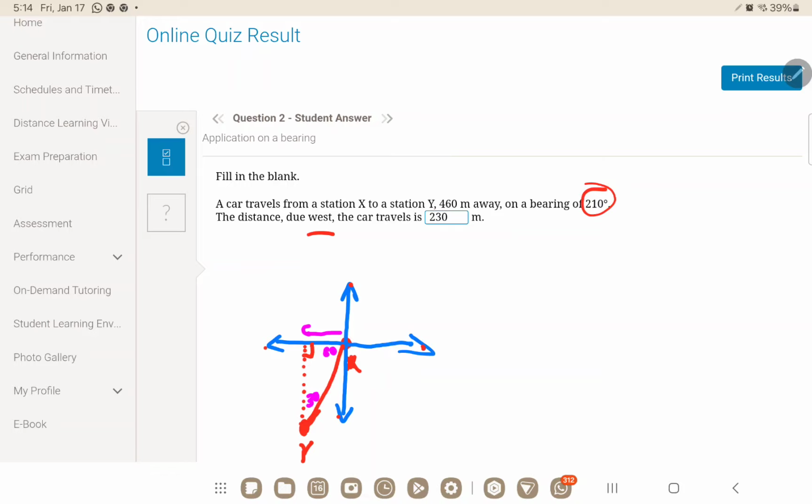So they want this distance. And they told you that the distance from X to Y is 460 meters. Now, since this is a semi-equilateral triangle, what do we know about a semi-equilateral triangle?